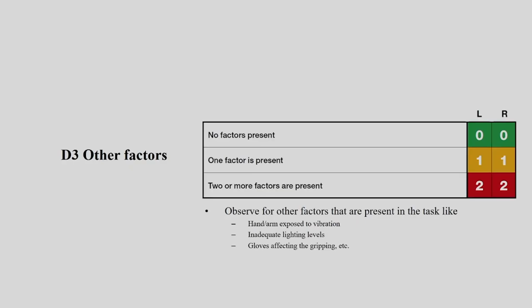If one factor, then 1. If 2 or more factors, then it is 2. Here we need to observe for the other factors, that is, whether the hand and arm are exposed to vibration or not, inadequate lighting or not, gloves affecting the gripping or not, or any similar kind of interrupting factors. So from the observation you can decide. So that is the other factors.